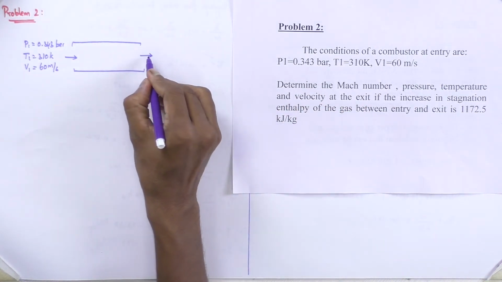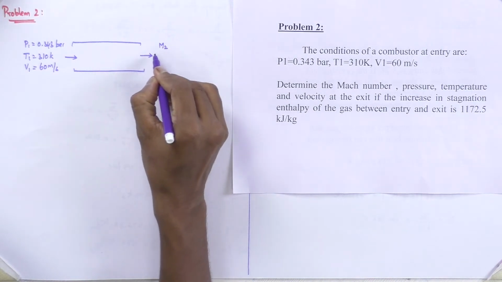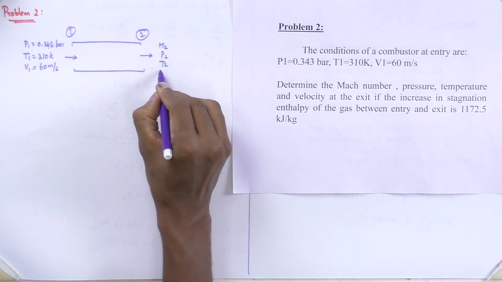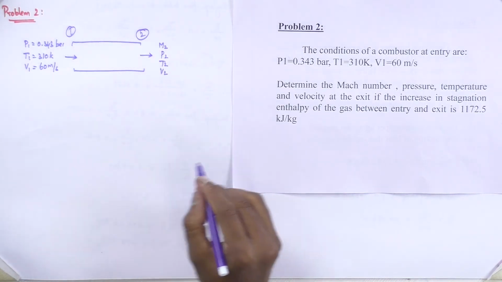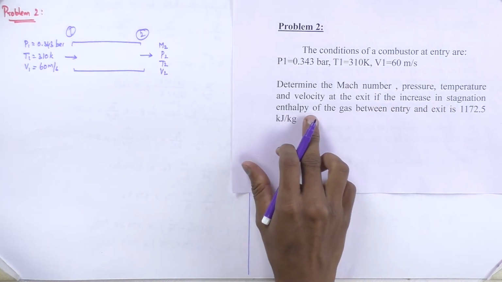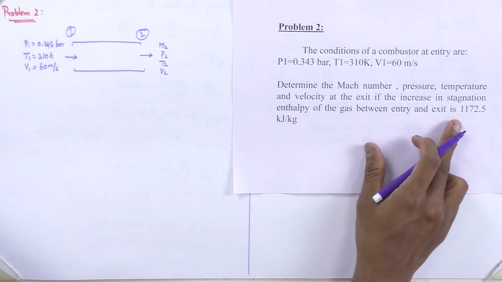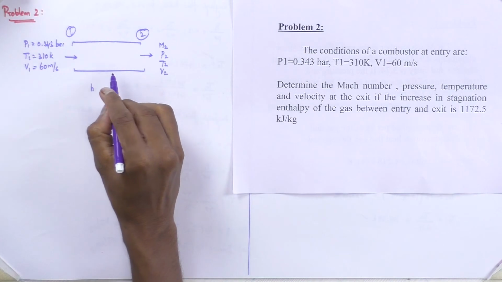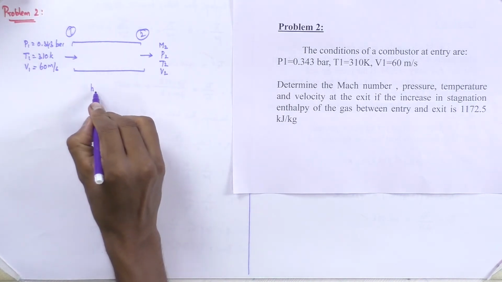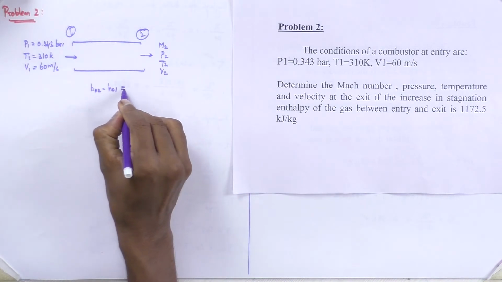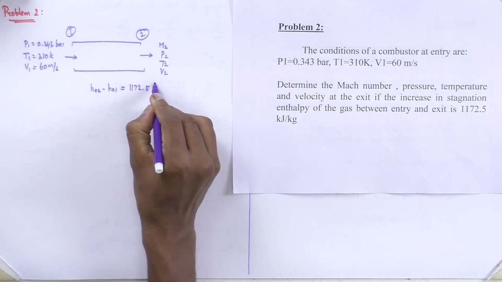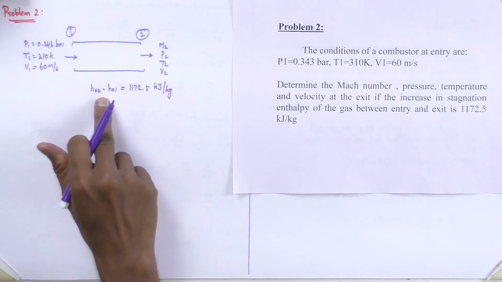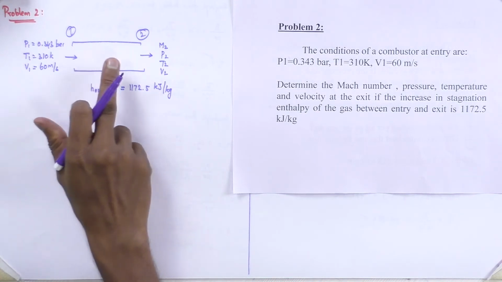So we need to calculate Mach number value. So this is state point 1, this is state point 2. So M2, P2, T2 and V2 values they have asked to calculate. If the increase in stagnation enthalpy of the gas between entry and exit is, so H02 minus H01 is equal to 1172.5 kilojoule per kg. So here they have given this increment value to relate region 1 and region 2.